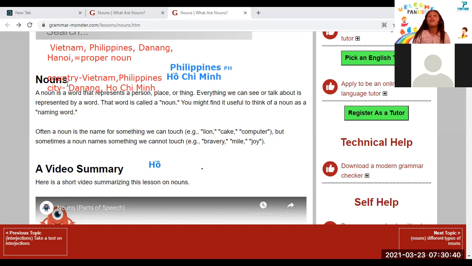When you see country, it is a common noun. Of your country. My country is Vietnam. What's the country of Teacher Anne? Philippines. Look at V and P. Very good, Uyan. Letter V and letter P. Look at that, it is a big upper case letter. And letter C.